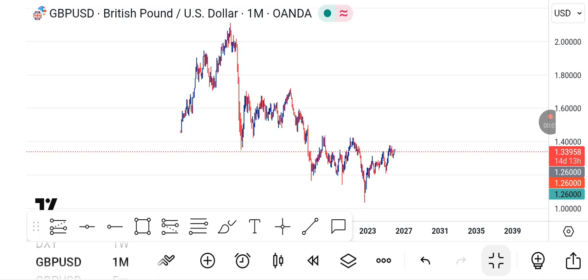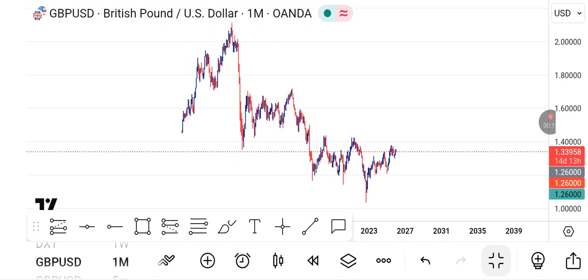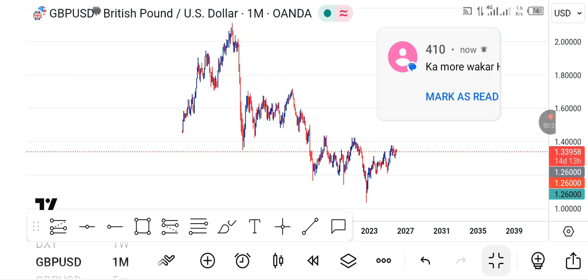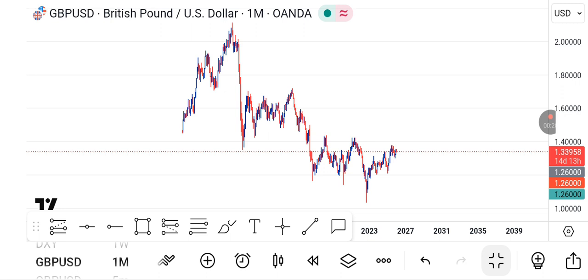I want to run a quick analysis on pounds USD. I want to run a top-down analysis on pounds USD. As I said in my previous video, anytime I open a new chart, anytime I open a chart to run analysis, I always look at the overall charts.